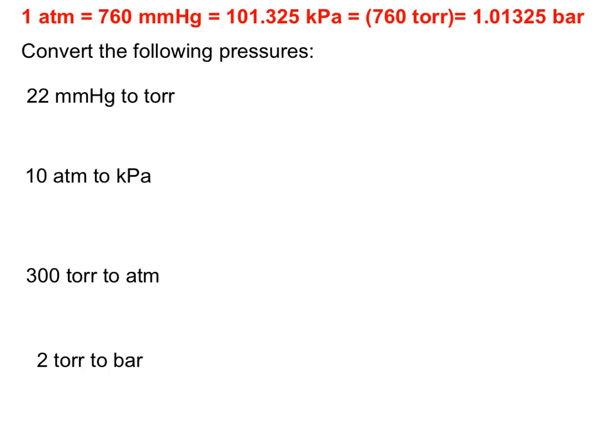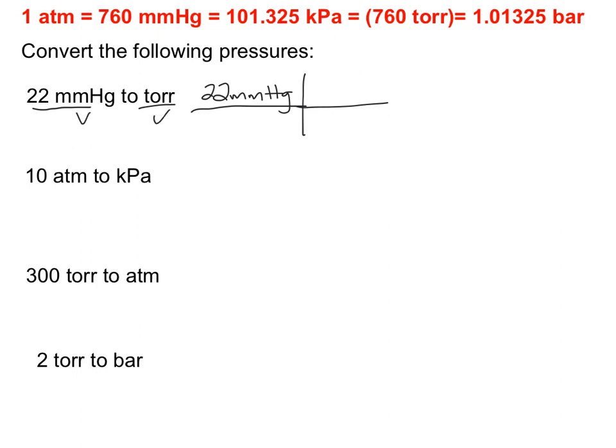Just like with any other conversion, you're going to be utilizing your dimensional analysis setup. What we are given is 22 millimeters of mercury, Hg. That goes into that first box. Now, the question is, what do I want to convert into? In this case, I want to convert into torr. So I'm going from millimeters of mercury to torr.